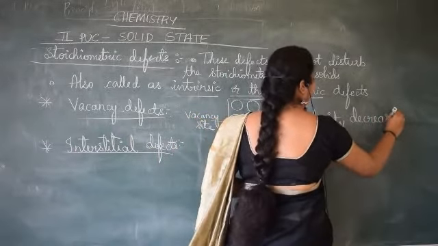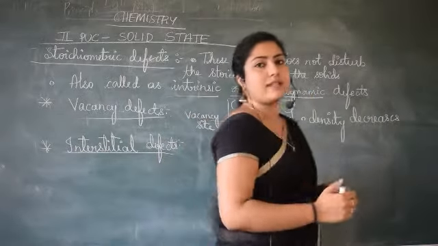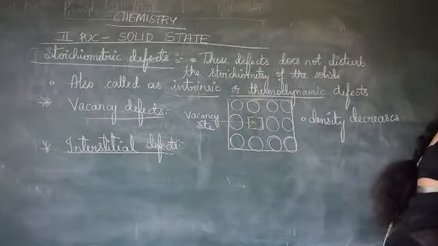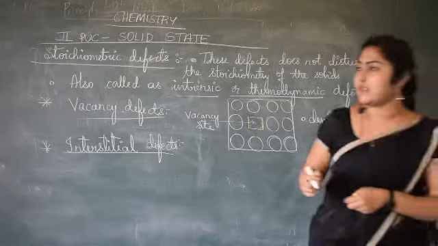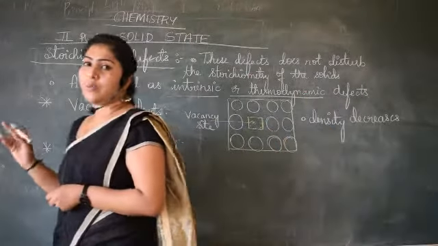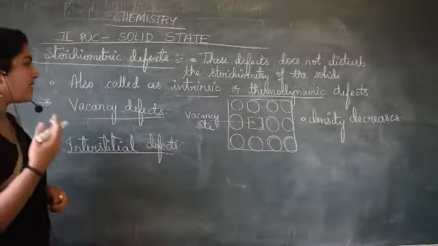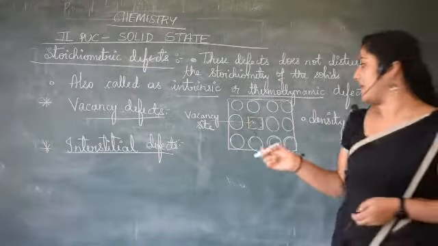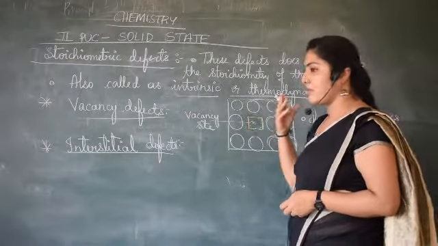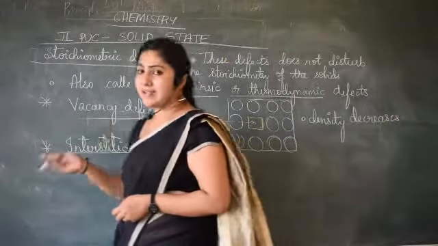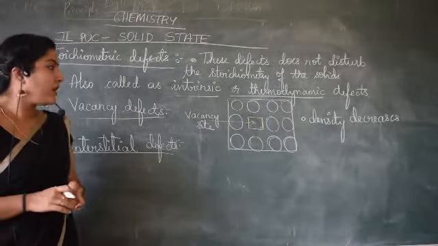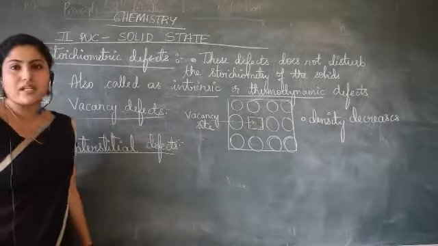Density decreases in vacancy defect. So please make a note of what is vacancy defect, as I have told you, and then what happens to the density of the substance. Usually vacancy defect takes place when there is heating of any solid. When the heating of solid takes place, there's a possibility that any one atom may escape from its normal site and create a vacancy there, which leads to vacancy defect. Now let us see what is interstitial defect.